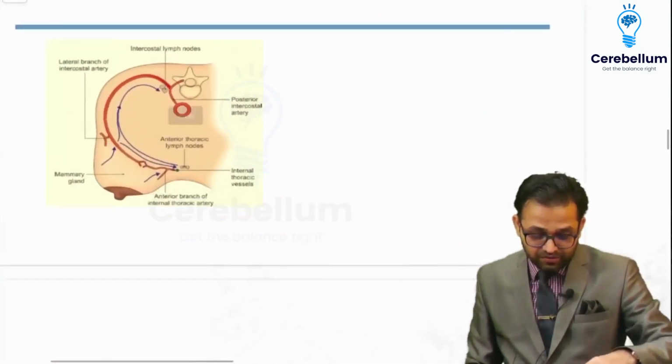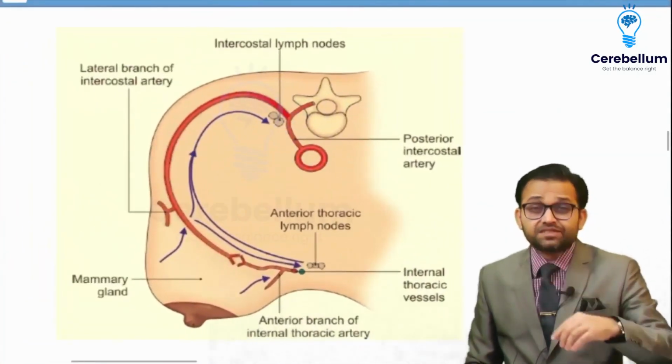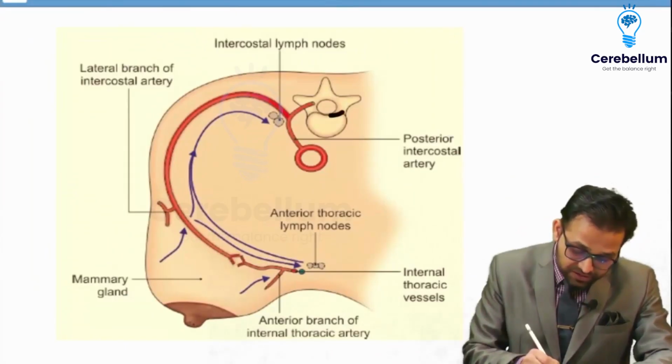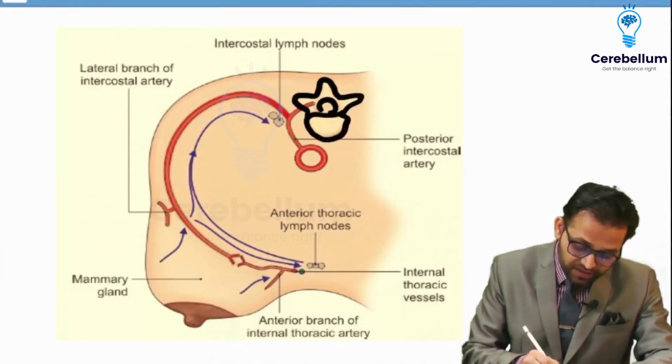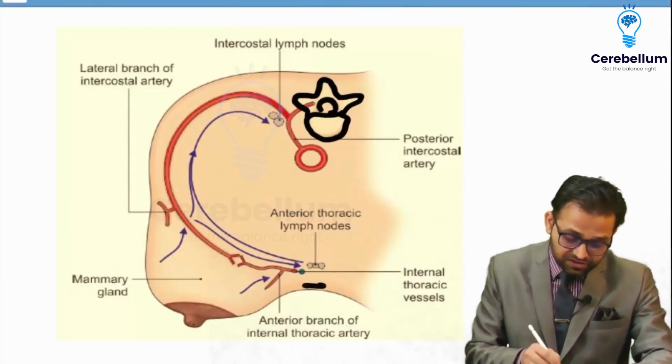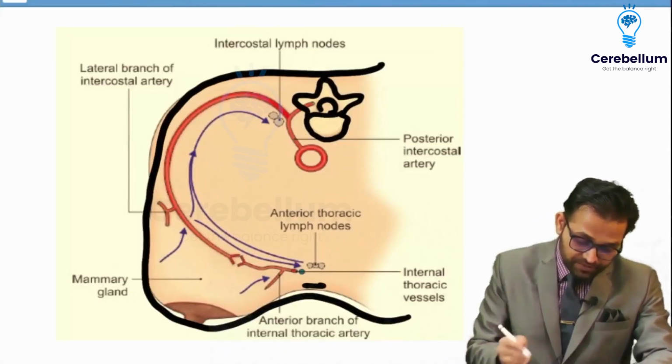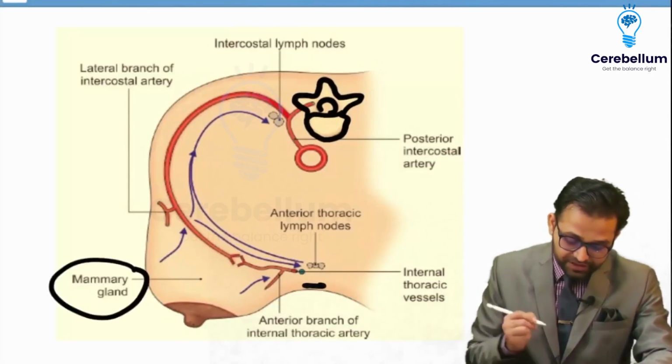Okay, sir. Now look at one more diagrammatic presentation. This is the transverse section of the thorax. You can observe, sir, this is our vertebra. Yes, sir, it is the vertebra, which means you are looking from above. Here is the sternum. This is the posterior chest wall and here is our anterior chest wall. Okay, so this is the location of the breast.